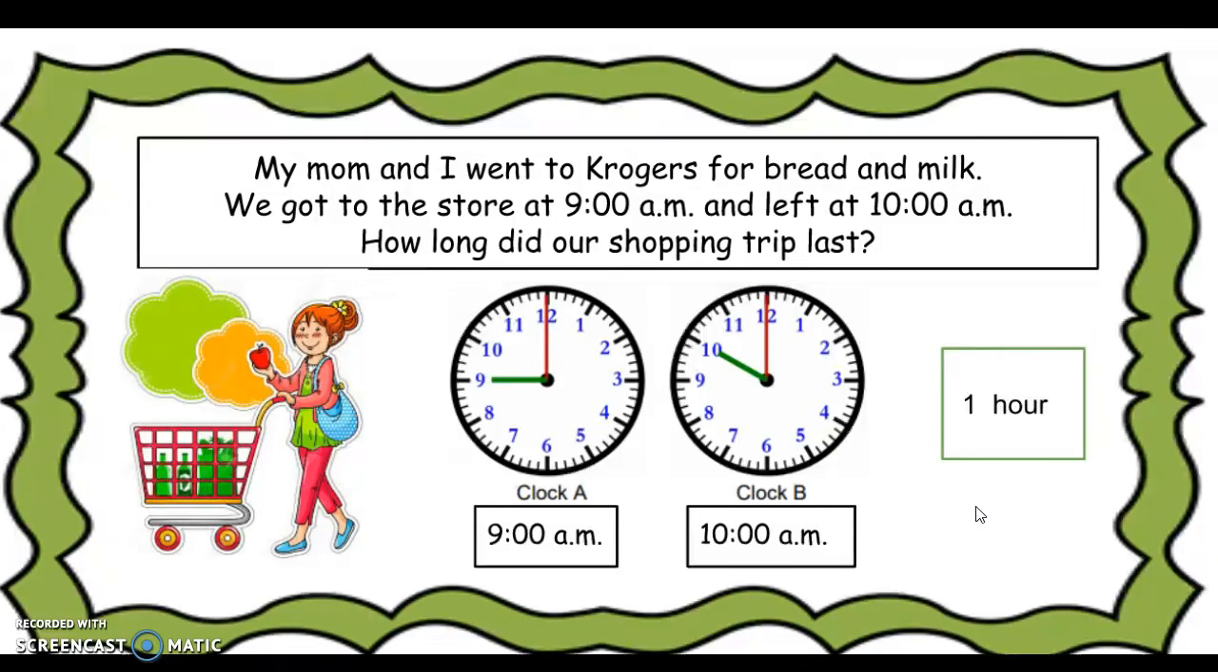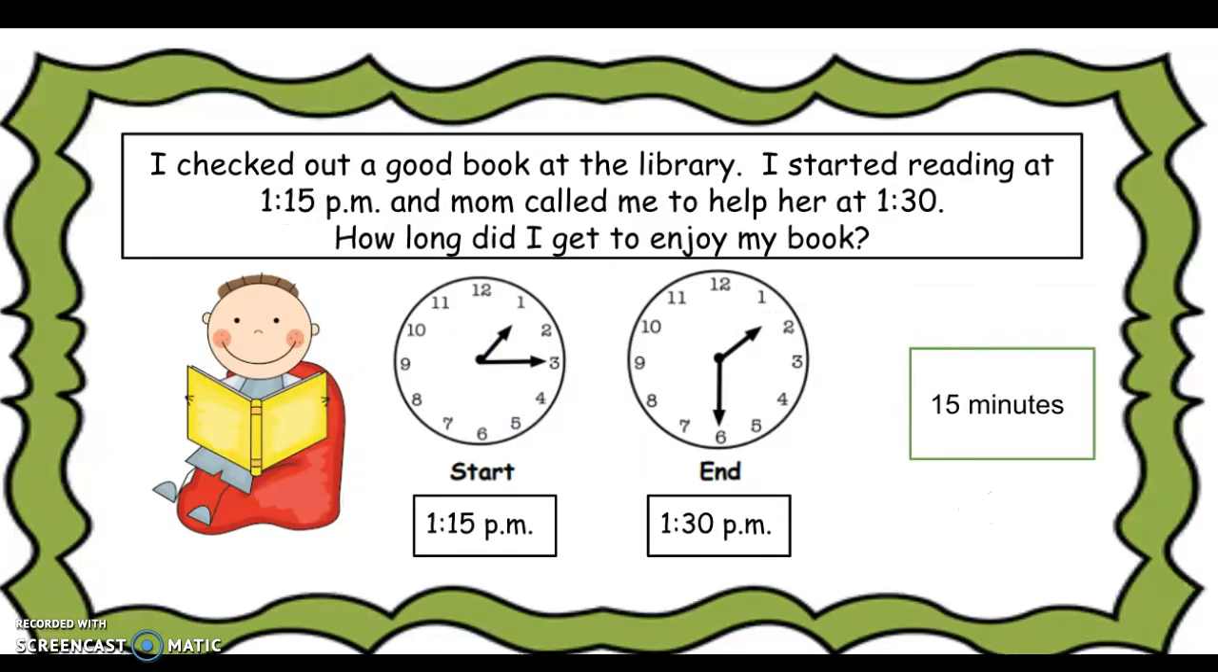When it's only hours, usually elapsed time is pretty easy to figure out. It's when minutes get involved that it gets to be a little tougher, so let's try one of those. I checked a good book out at the library. I started reading at 1:15 p.m. and my mom called me to help her at 1:30. How long did I get to enjoy my book?